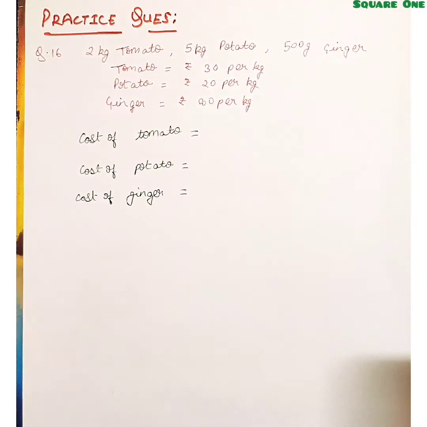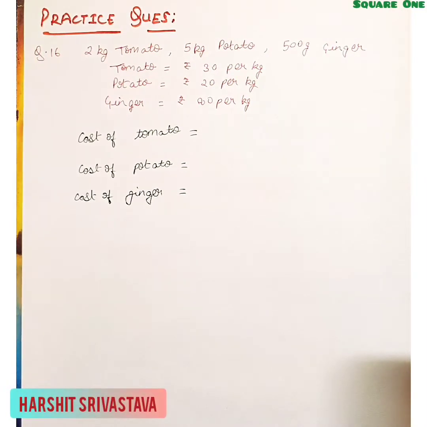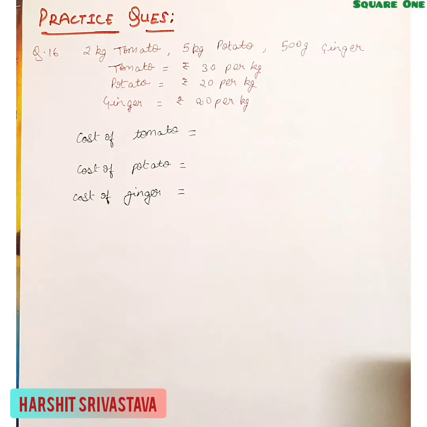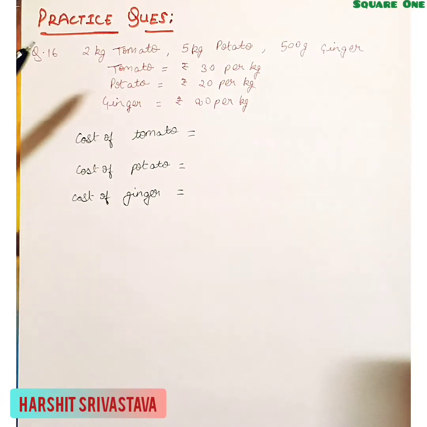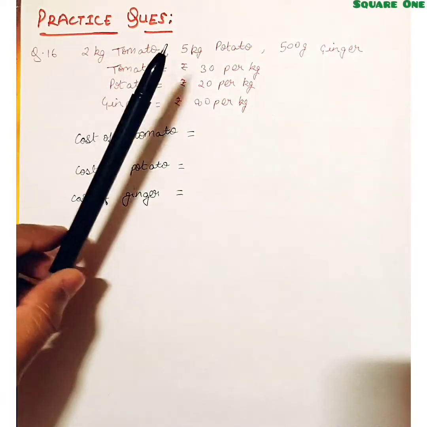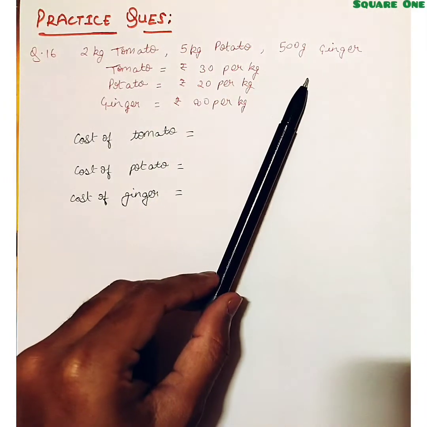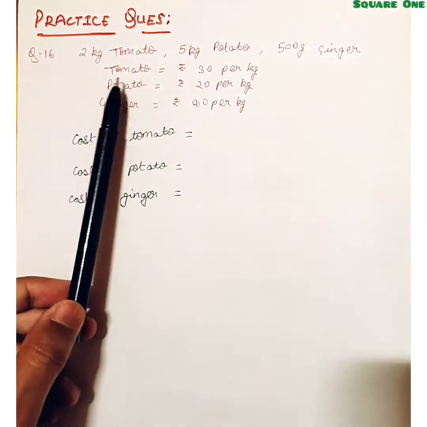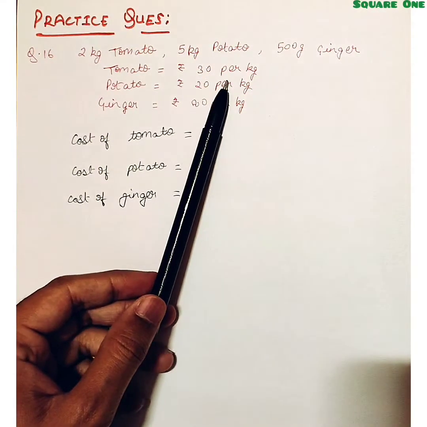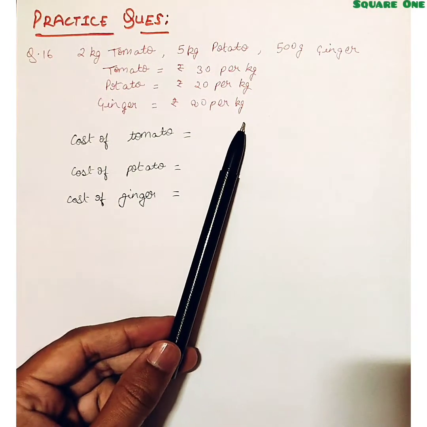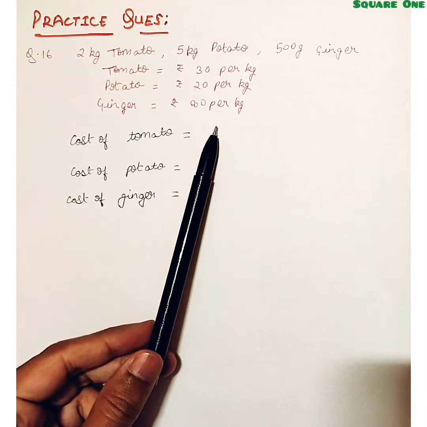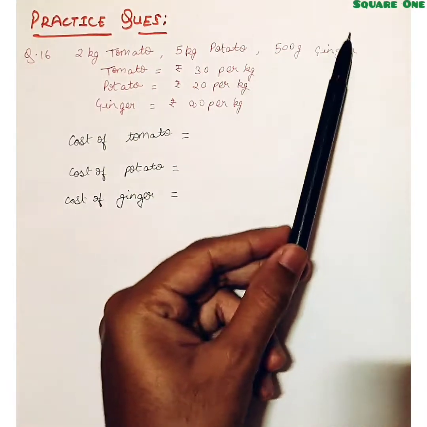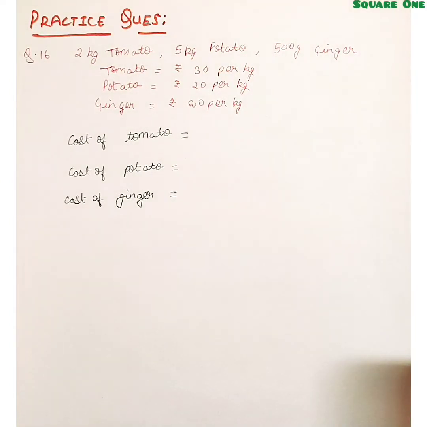In the previous video, I gave you two word problems. Now let us see the solutions. The first question said that Rahul goes to buy vegetables. He has to buy 2 kg tomato, 5 kg potato and 500 gram ginger. The cost of these vegetables were given as tomato rupees 30 per kg, potato rupees 20 per kg and ginger rupees 80 per kg. Now we have to find the total cost he has to pay to the shopkeeper.